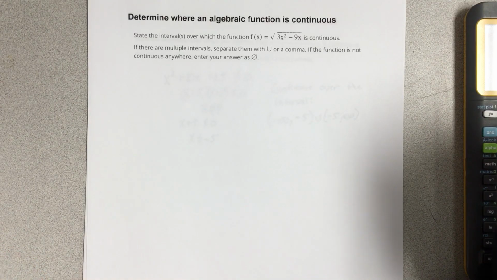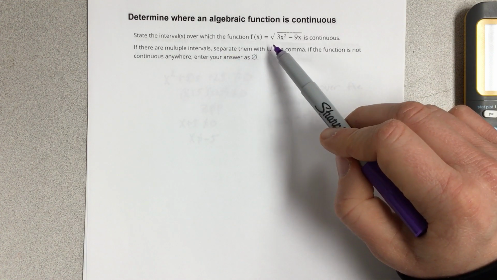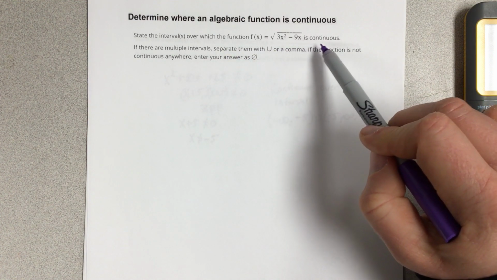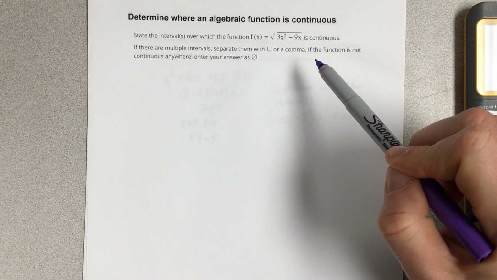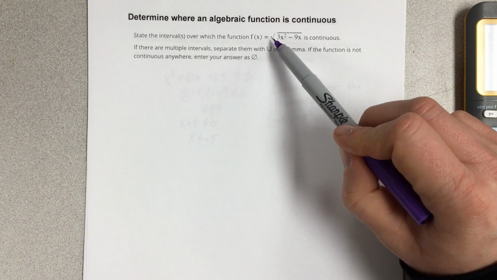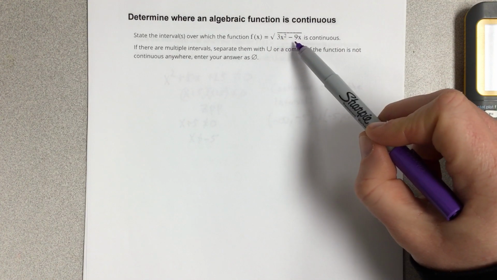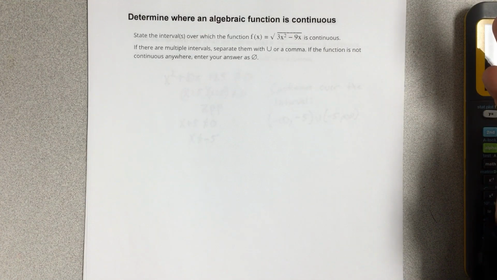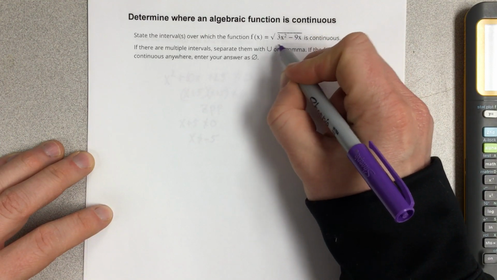In this video, we're going to determine where an algebraic function is continuous. It says, state the intervals over which the function f of x equals the square root of 3x squared minus 9x is continuous. Well, we know that you cannot have the square root of a negative inside the function. So 3x squared minus 9x is going to have to produce something that's 0 or larger. So that's how I'm going to find where the domain is restricted.